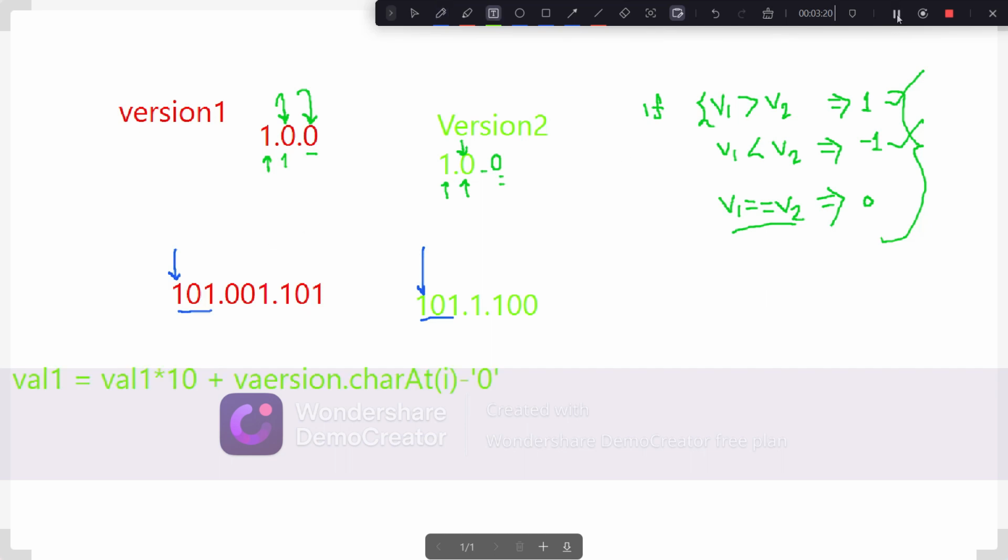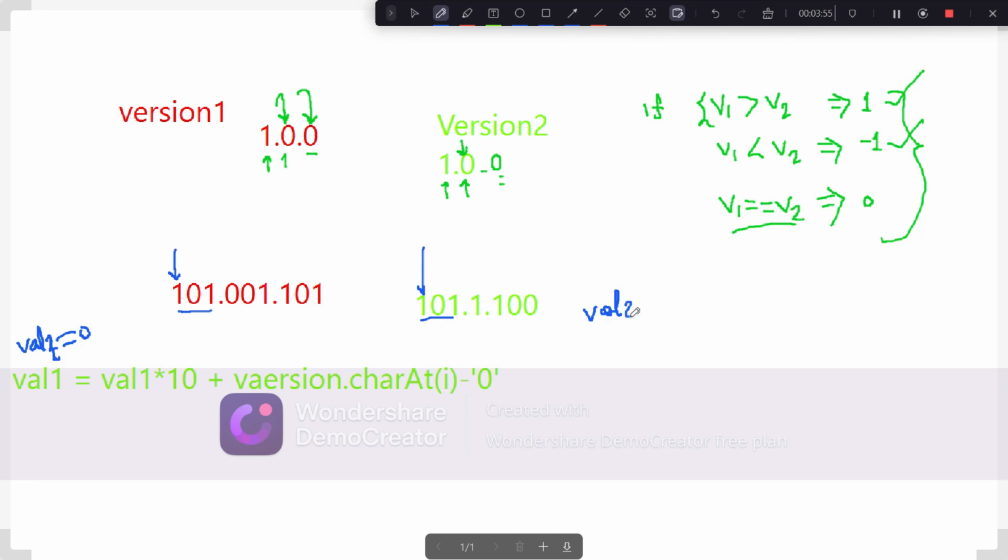So we can use this formula. Basically, initially we have val1 equal to 0, and similarly val2 equal to 0 for the second string, and then we will start with this formula. First we are finding the numerical equivalent between these dots. For example, 101 is not a numerical value, it is characters, so we have to convert them to the equivalent numerical number. We have given val1 and val2, initially starting with 0.